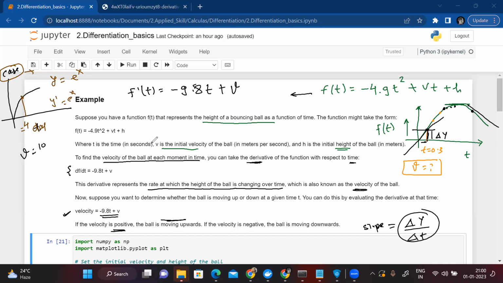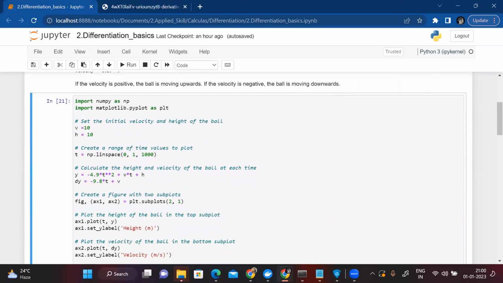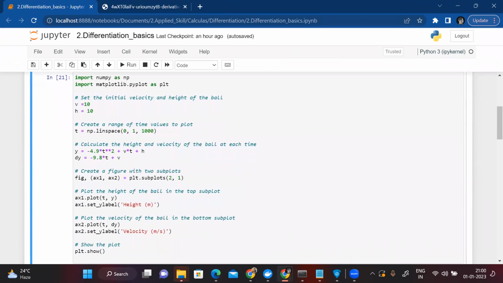Okay, let's implement it also, so you'll better appreciate it. To implement this concept, we are using NumPy and Matplotlib, and we're initializing two things here. One is the initial velocity and the other is the initial height of the ball. You can take anything here. Since we are going to plot, one will be the height. So you have a function for the height, basically the height over time.